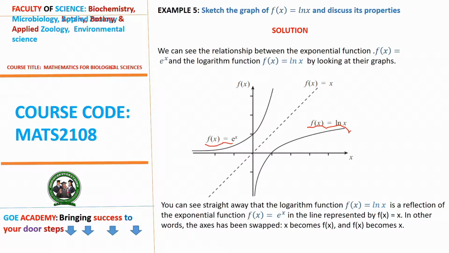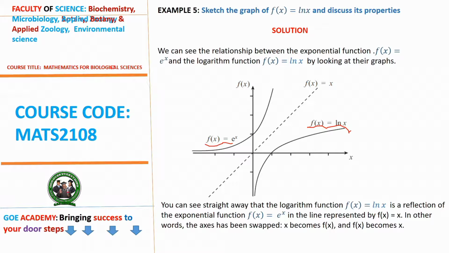So the function e raised to the power x is just a reflection of the function f of x equals ln x. In other words, we have just swapped the axes, or x has just become f of x and f of x has become x. Simple. I hope we all are good.